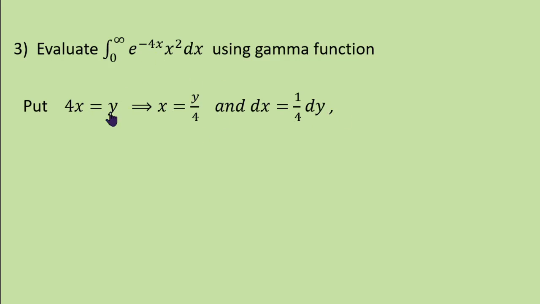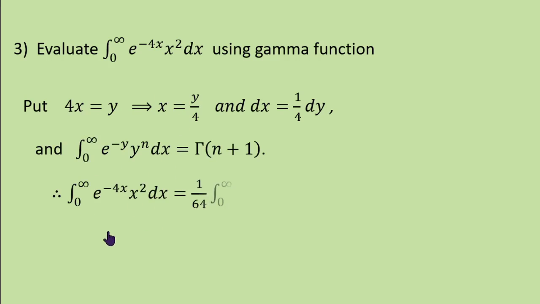When x is infinity, y is also infinity. When x is 0, y is also 0. Therefore, the limit remains same. 0 to infinity e power minus 4x x square dx becomes 0 to infinity e power minus y, x square means y square by 16, dx is 1 by 4 dy, so y square by 64 dy. 1 by 64 is taken outside. And by this formula, here n is nothing but 2, so gamma 2 plus 1 means gamma 3, gamma 3 by 64.